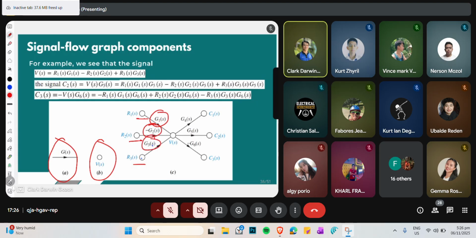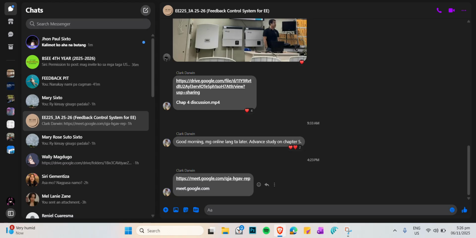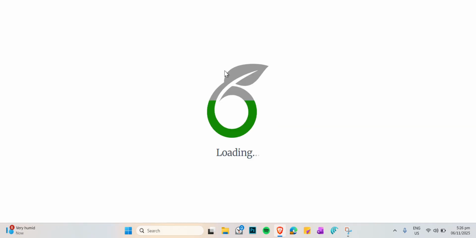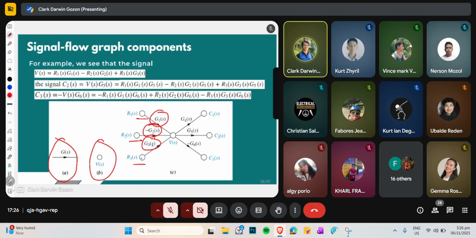It is the opposite of what we had earlier in the block diagram. In the block diagram, what flows are the signals, which are the input R of S and the output C of S. But this time, what flows is the transfer function. Now, in this example, the V of S here receives, like in nodal analysis.